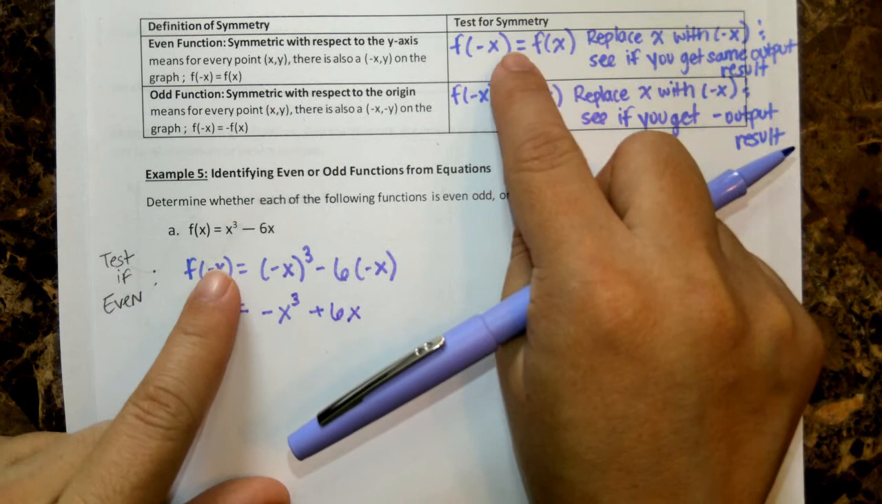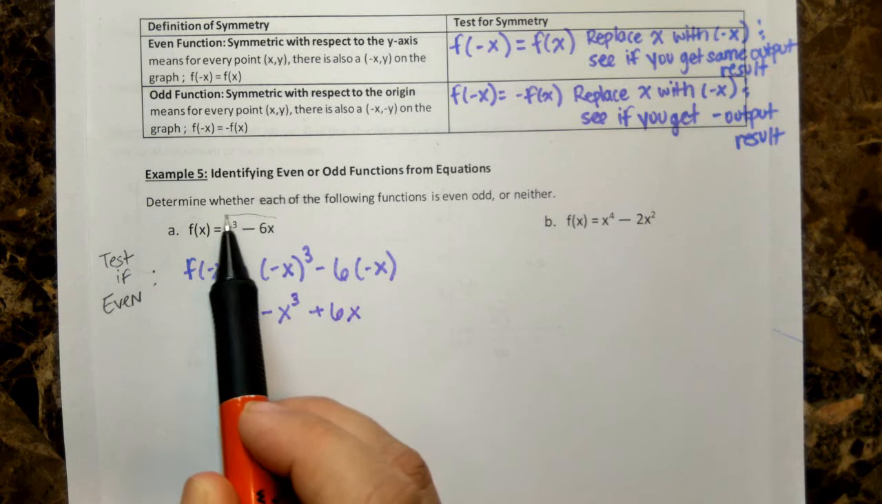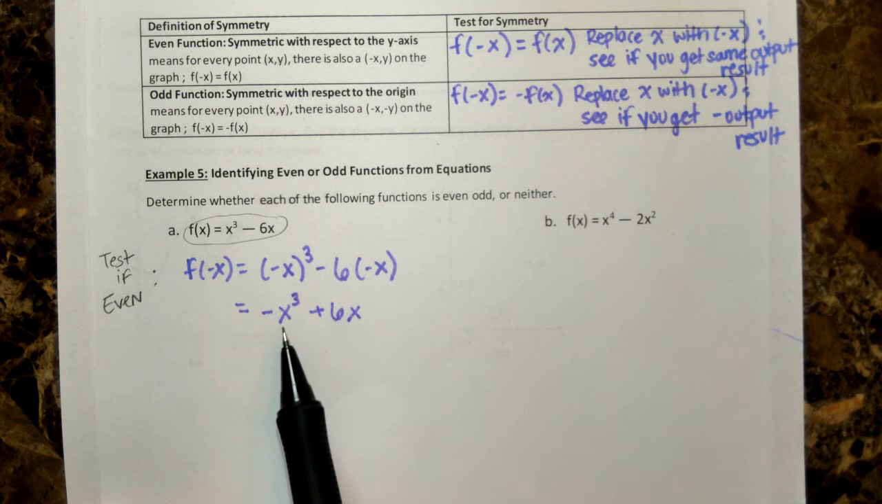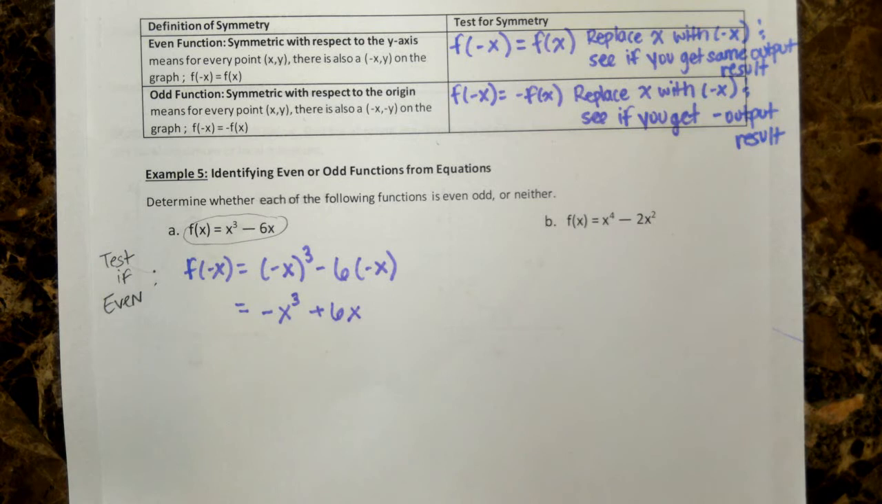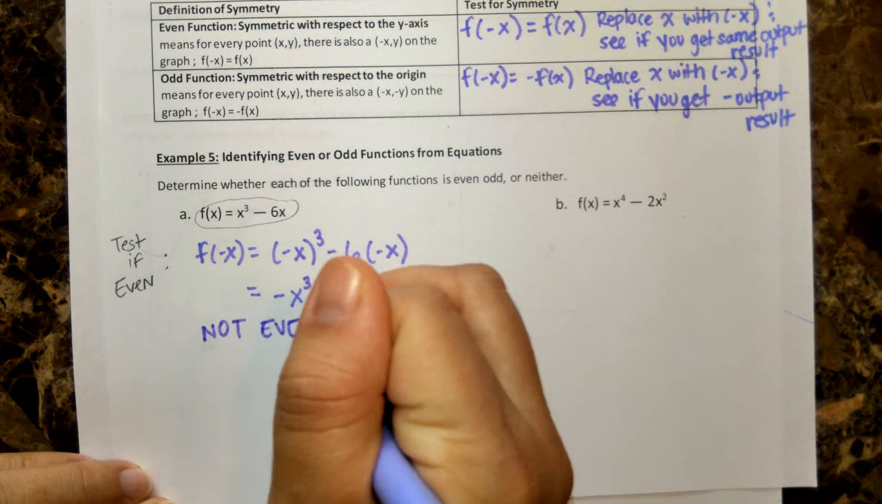Now what I mean by that is look at your starting function. x cubed minus 6x, is that the exact same thing as negative x cubed plus 6x? It is not. The signs are different. It is not the same thing. So you would just say, nope, this function is not even.